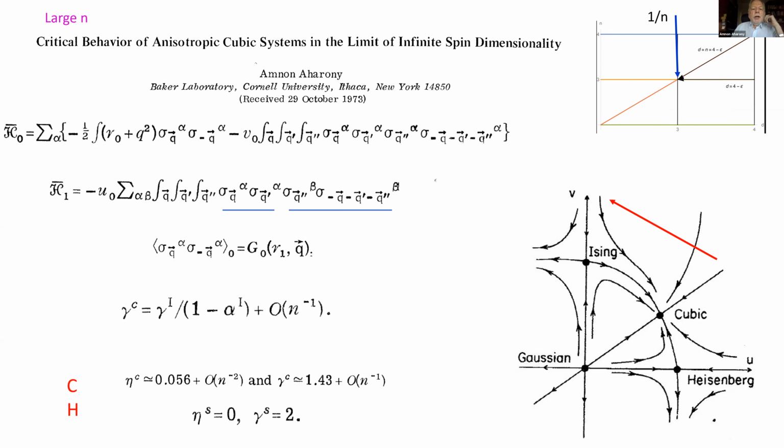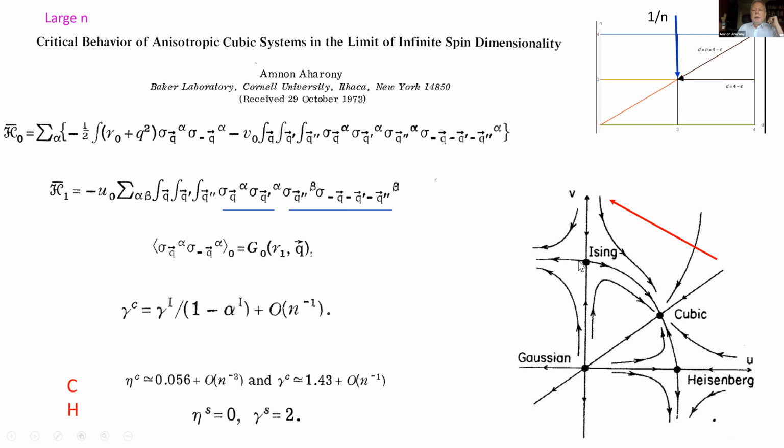Okay, yeah. When you increase n, this picture, remember, is a function of n. When I increase n, the cubic fixed point moves up towards the decoupled Ising fixed point. When I decrease n, it moves down, and at some point it crosses the Heisenberg fixed point. So this picture depends on n. And if n is very, very large, the cubic fixed point is very close to here.